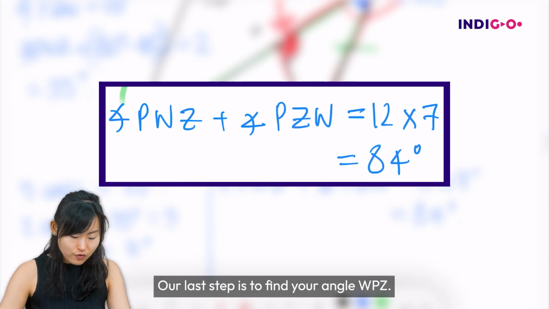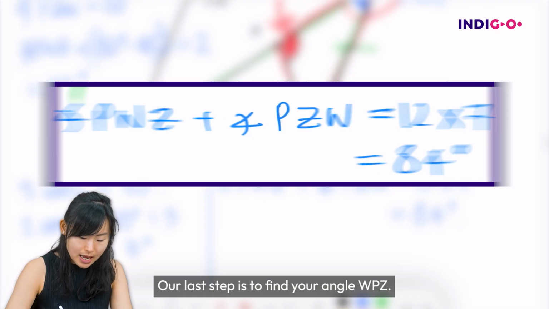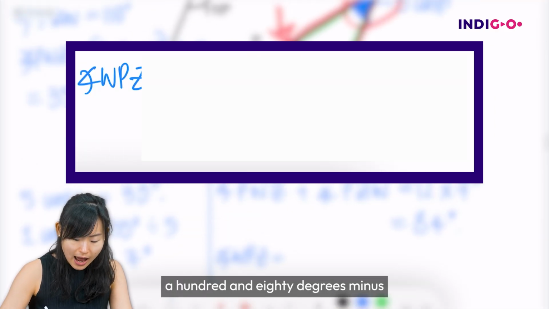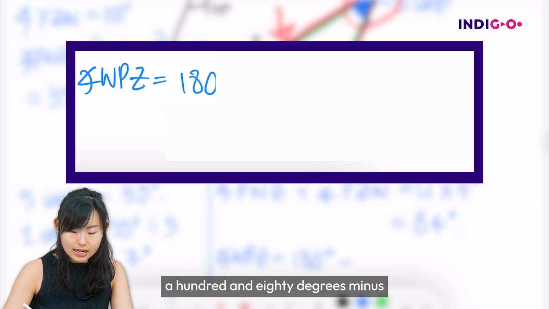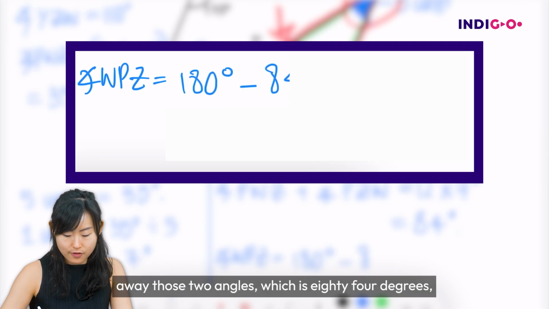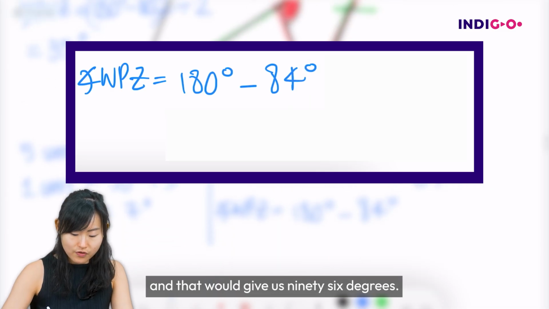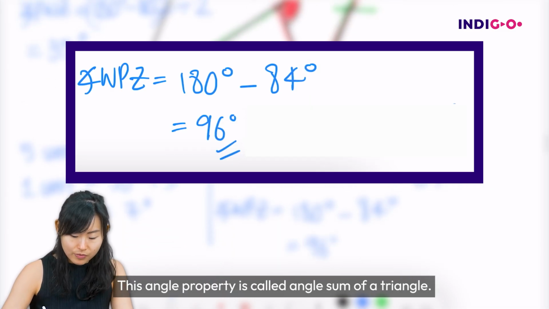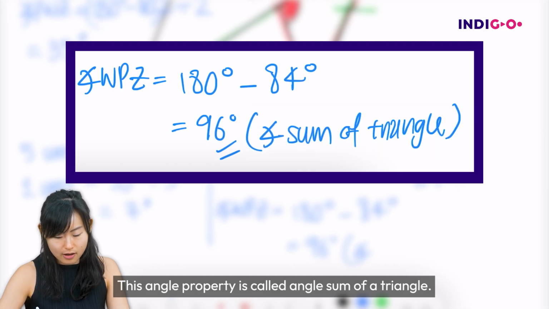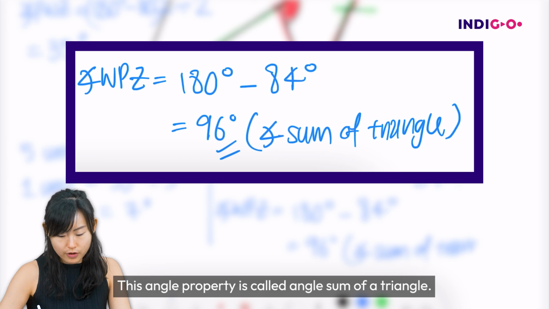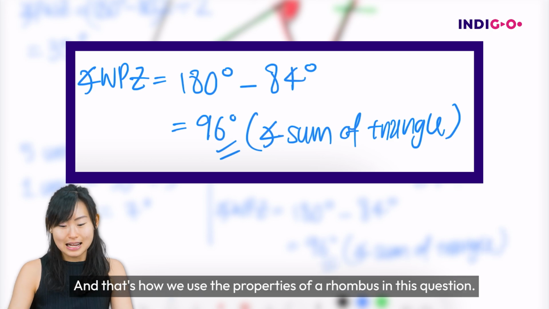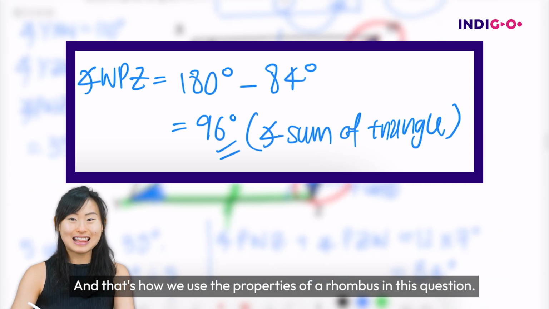Our last step is to find your angle WPZ. All you need to do is to take 180 degrees minus away those two angles, which is 84 degrees, and that would give us 96 degrees. This angle property is called angle sum of a triangle. And that's how we use the properties of a rhombus in this question.